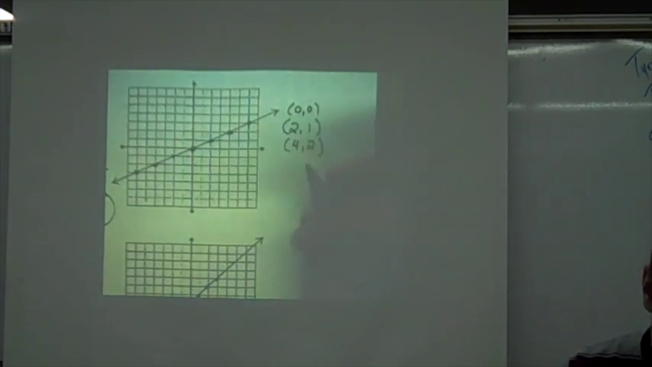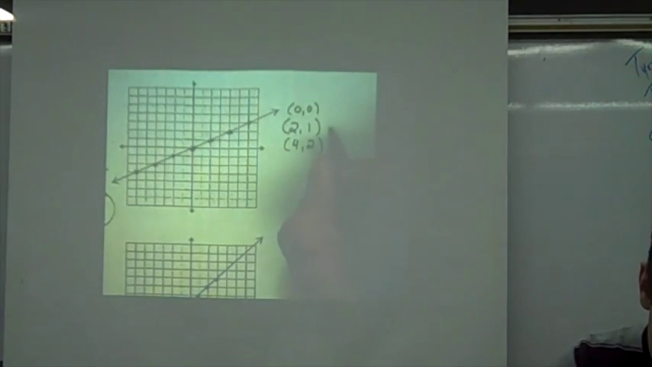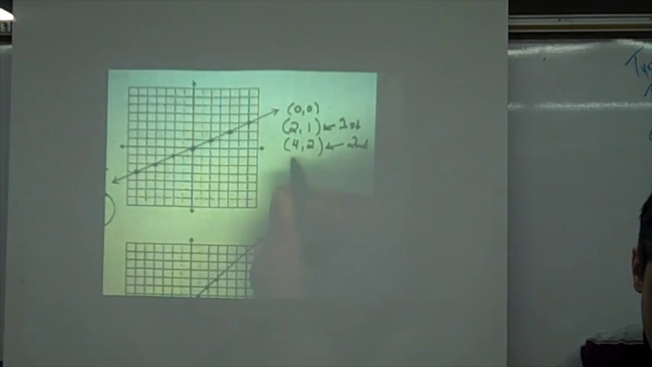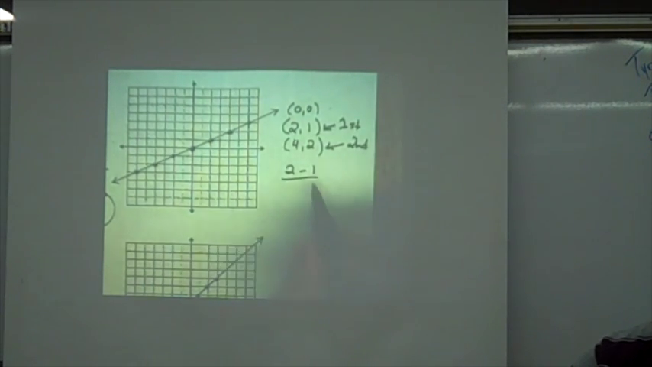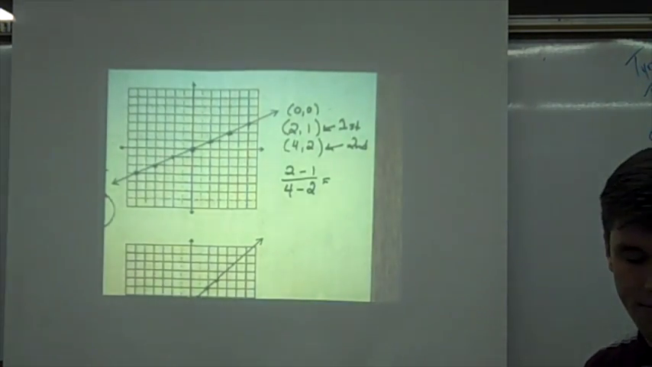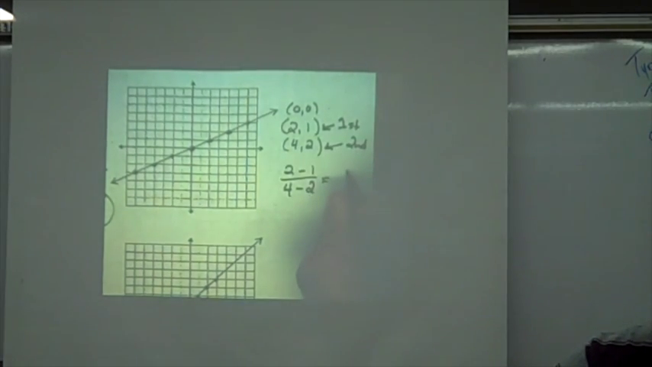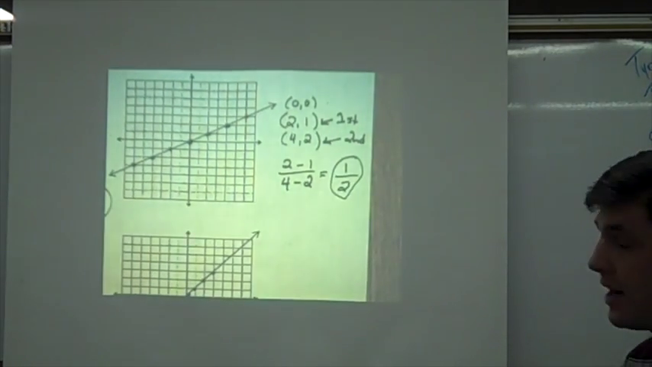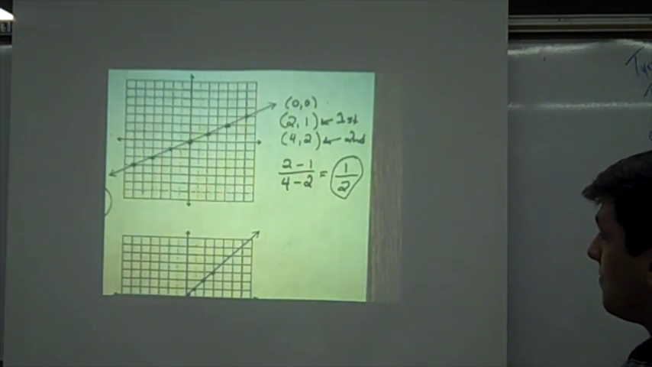And let's see, we're going to make this one our first, this one our second. So our y2 is 2, our y1 is this 1, our x2 is the 4, and our x1 is the 2, which is going to equal 2 minus 1 is 1 over top of 4 minus 2 is 2. That is our m value, 1/2.